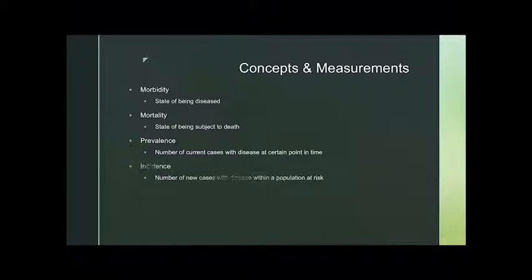And then we have incidence, which is different than prevalence, and that incidence is the number of new cases with disease within a population at risk. So incidence specifically looks at new cases over the total number of people who could possibly be at risk for that disease.